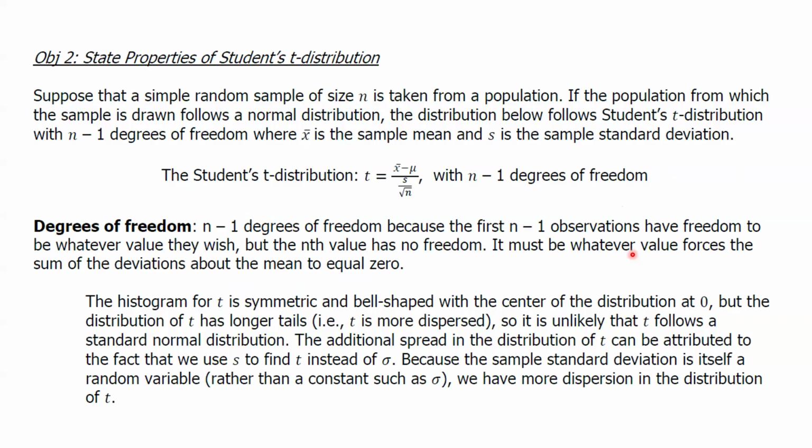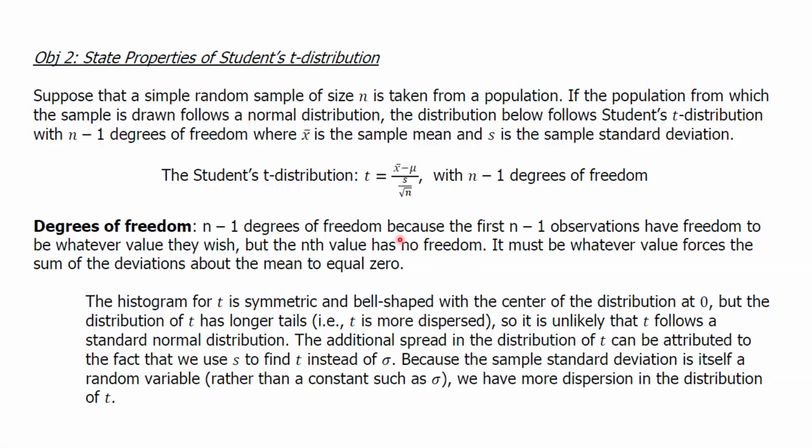Objective 2, state properties of student's t distribution. So suppose that a simple random sample of size n is taken from a population. If the population from which the sample is drawn follows a normal distribution, the distribution below follows the student's t distribution with n-1 degrees of freedom, where x bar is the sample mean and s is the sample standard deviation. Okay, so this is our formula for t with n-1 degrees of freedom.